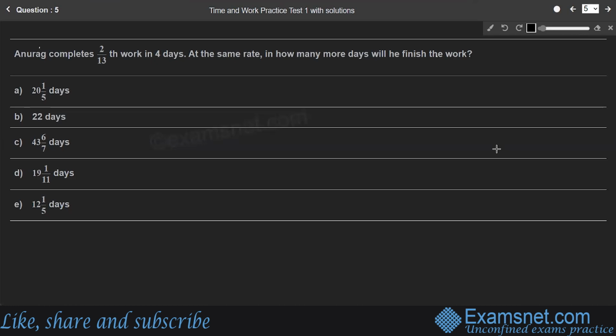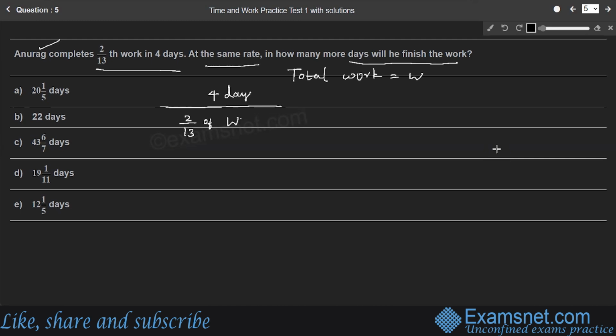Question number 5. Anurag completes 2 by 13th work in 4 days. At the same rate, in how many more days will he finish the work? So we'll consider the total work as W. He completes 2 by 13th of the total work in 4 days, and we need to find in how many days he completes the remaining work.